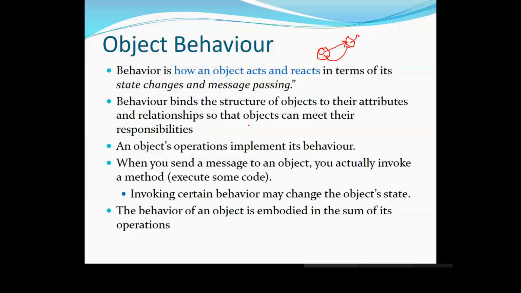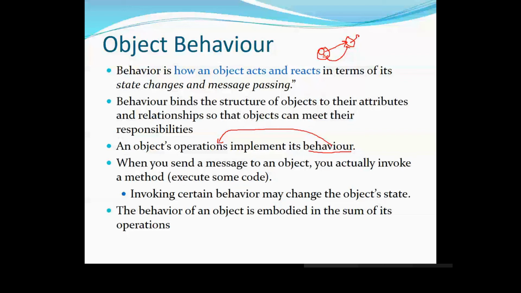Now, when you send a message to an object, basically you call a method. Any interaction between objects is a call for a method by sending a message, or requesting to change some value, or requesting a value, or something like that. Any function executed after that could change the state of the object. So the behavior of the object is embedded in some of its operations. The behavior of an object basically includes the object operations.